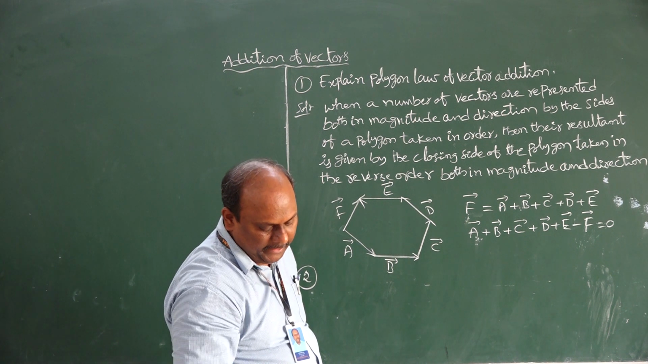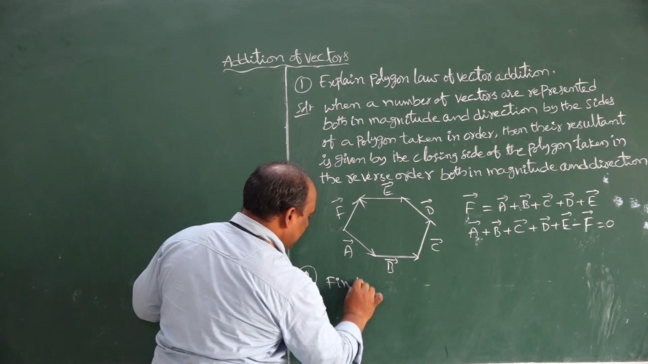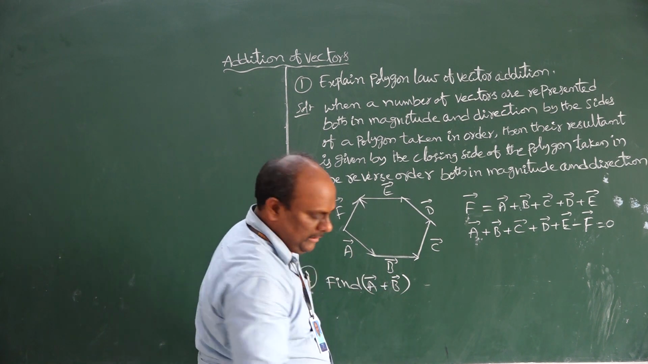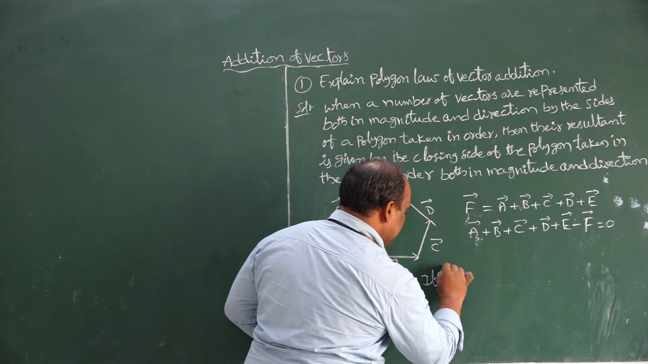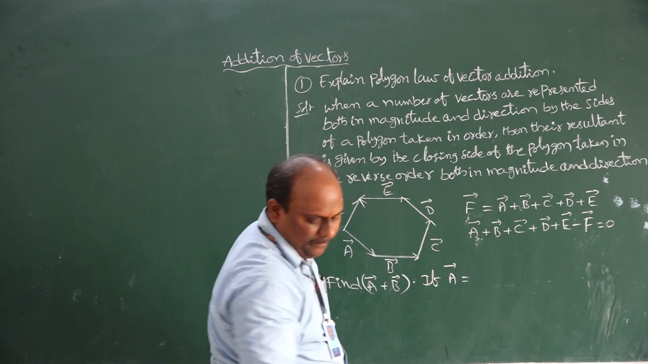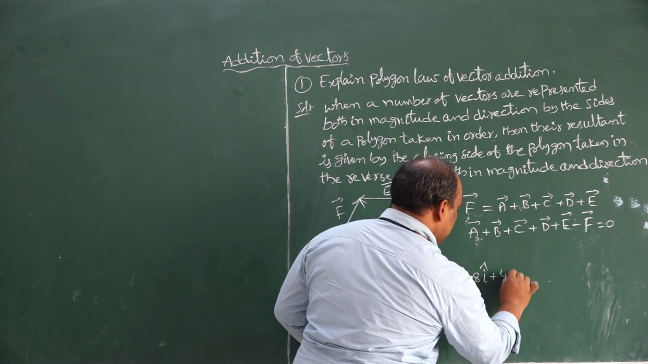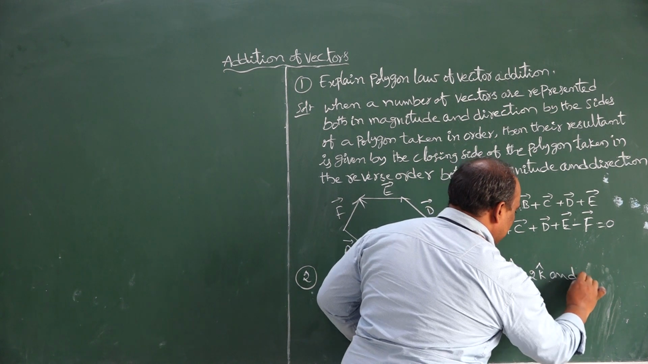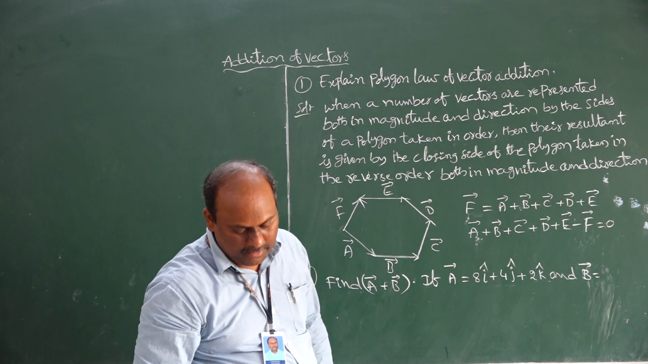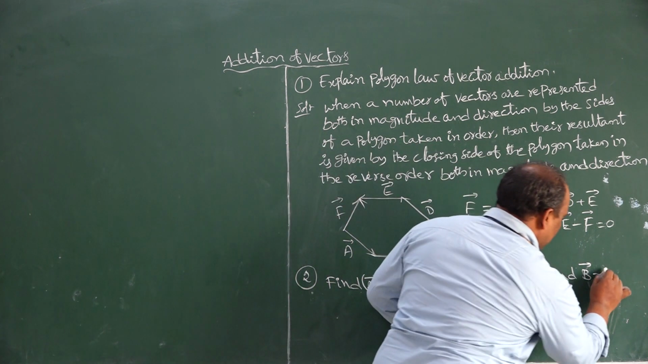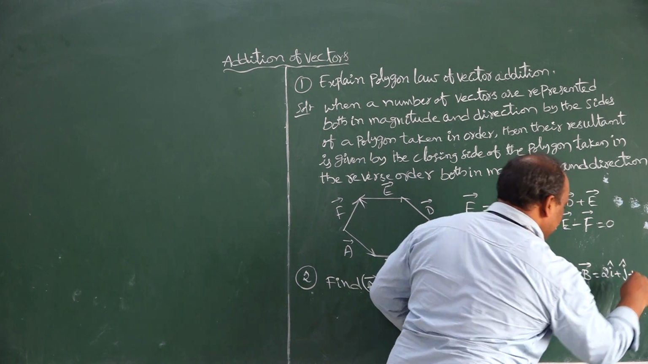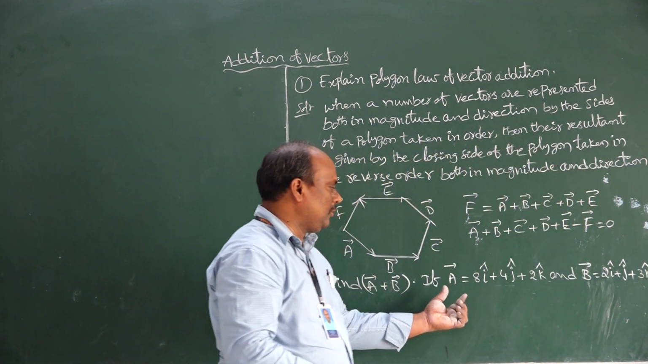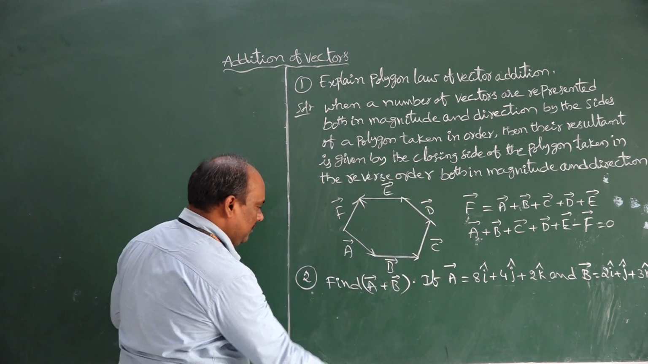Question number 2. Find A bar plus B bar, if A bar is equal to 8i plus 4j plus 2k cap, and B bar is equal to 2i plus j plus 3k cap. See here, we are given two vectors A bar and B bar. They are asking to find out A bar plus B bar.